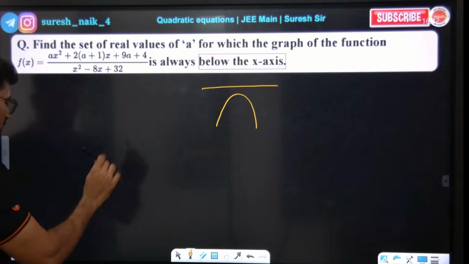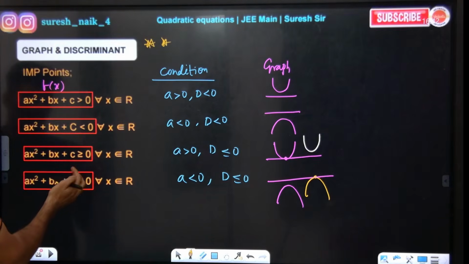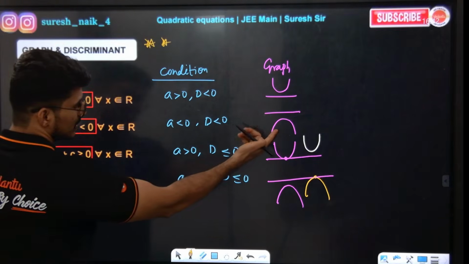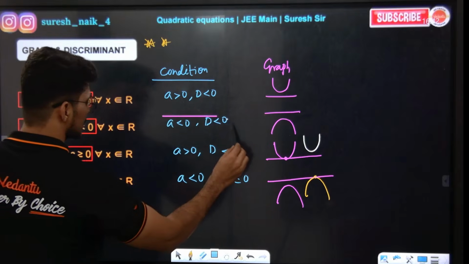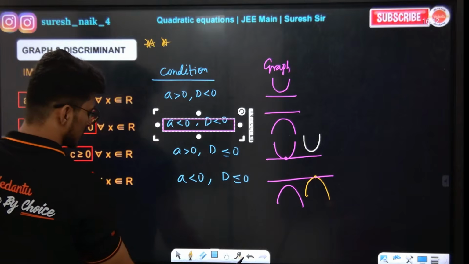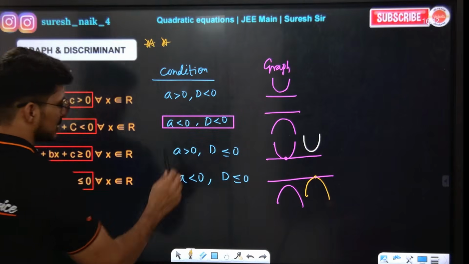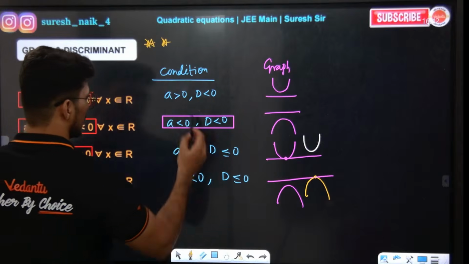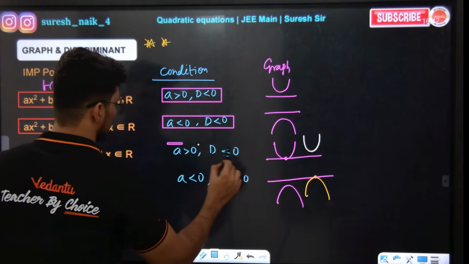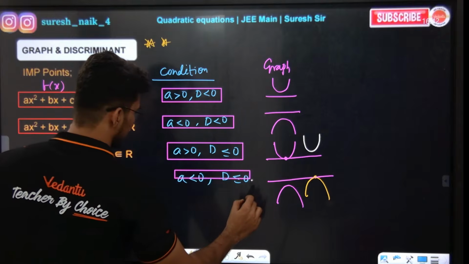Yes or no? Below the x-axis means what? Look. Below the x-axis means in this case, this is the case. Then I should apply this formula. Yes or no? This is the condition I should take here. Understood? Yes or no? Yes, sir. So a very super condition. Very important condition.